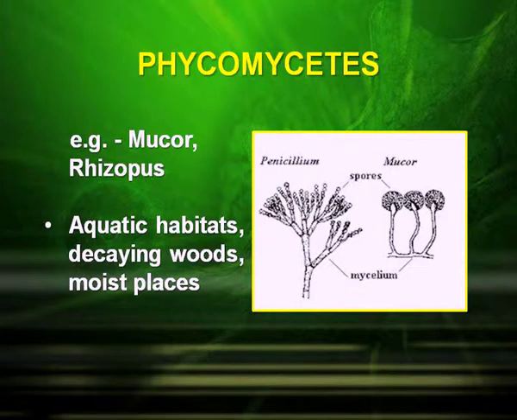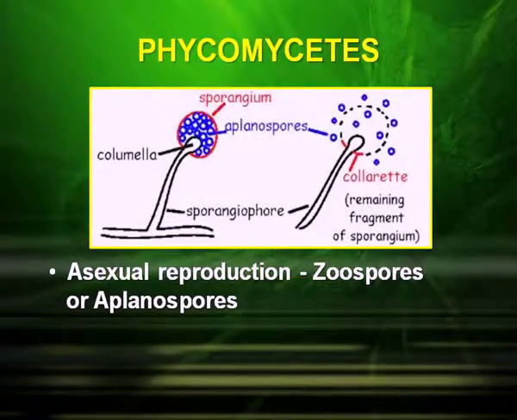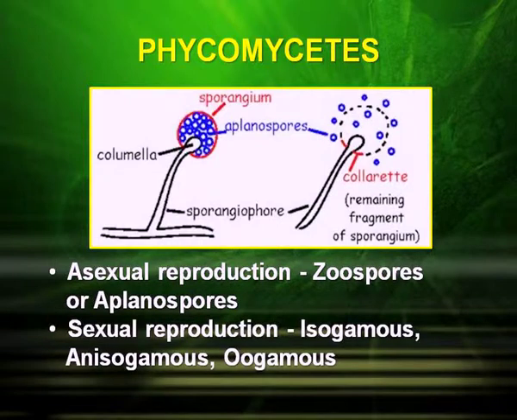Phycomycetes. Example, Mucor and Rhizopus. They are found in aquatic habitats, decaying woods and moist places. Their mycelium is aseptate and cenocytic. Asexual reproduction is by zoospores or aplanospores. Sexual reproduction: isogamous, anisogamous, oogamous.